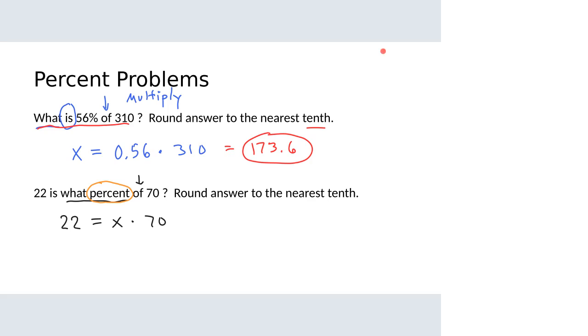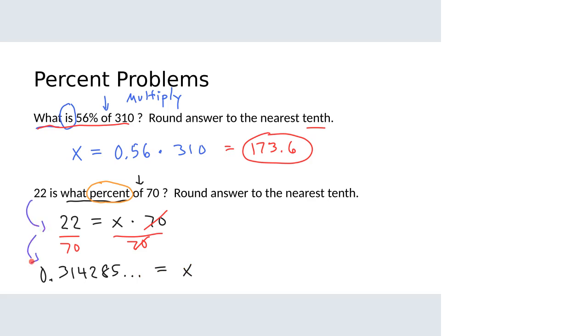Excellent, Genesis. Thank you. We're going to divide by 70 on the right so that these cancel, leaving just the x. If we divide by 70 on the right, we have to divide by 70 on the left. And I don't know what I'm going to get on the left, some decimal of some kind. 22 divided by 70 looks like 0.314285, and it keeps going. And that's x.